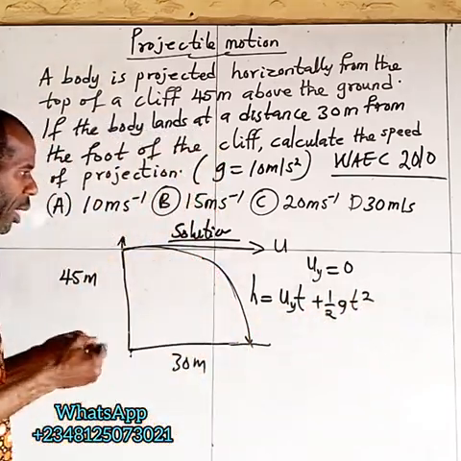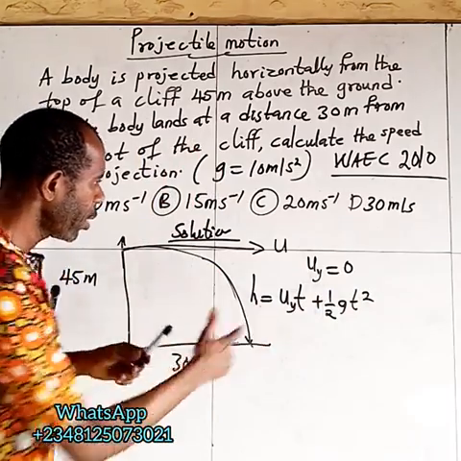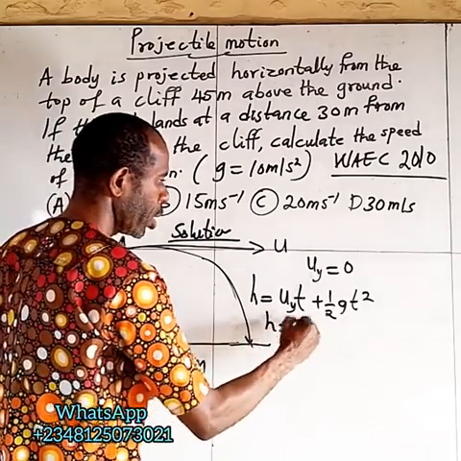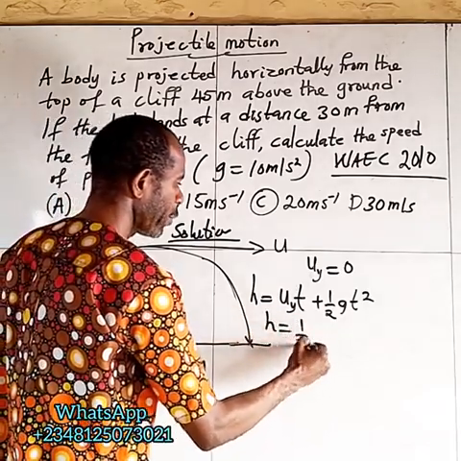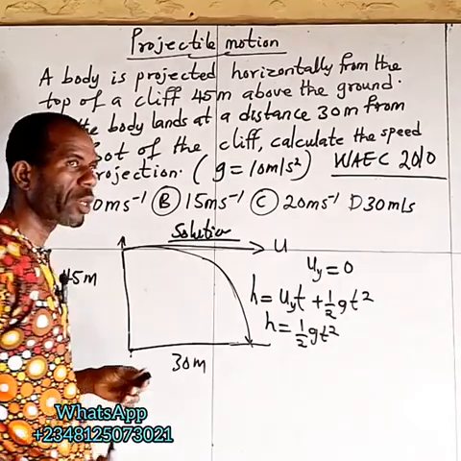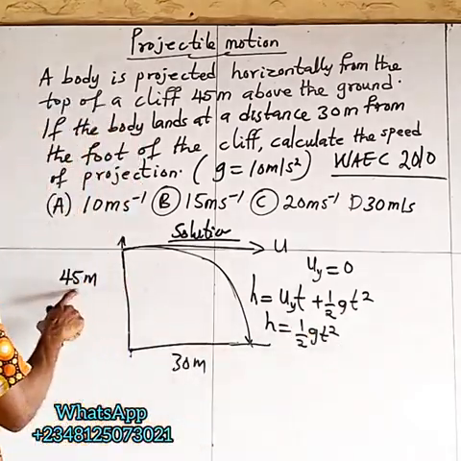And remember, acceleration now becomes g, which is acceleration due to gravity. Now at that point, since u of y is 0, that means the vertical component of the velocity becomes 0. So that means we have h equal to half g t squared. From here, we can calculate the time of flight.